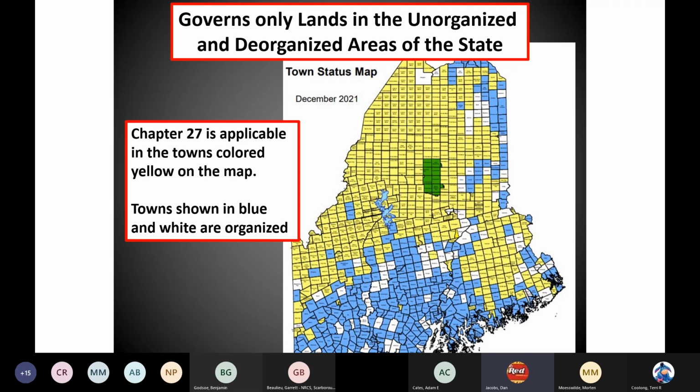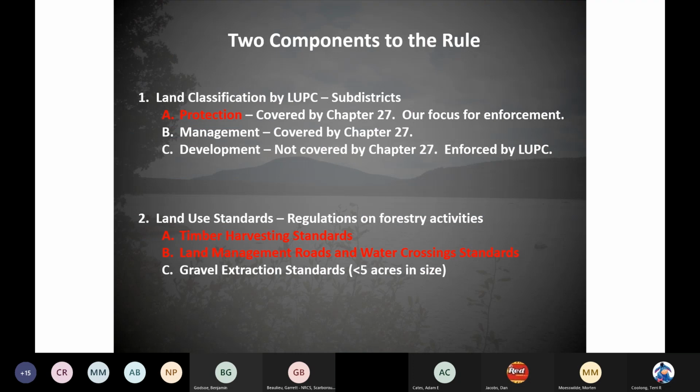So what I'm talking about with Chapter 27 is a rule that is applicable in the unorganized and deorganized areas of the state. That is the yellow on this map. Adam spoke about the towns that are indicated in blue on this map. So all we're concerned about right now is the yellow towns. And hopefully this is a logical progression for everybody.